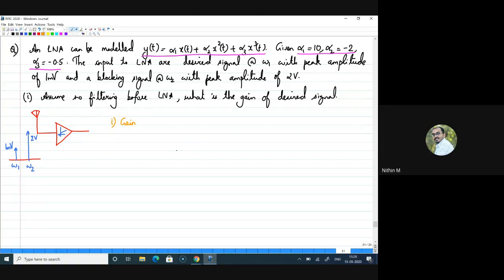So if others are calculating, just put your answers in the chat box. Or if you got this answer as 7 volts per volt, then also you can respond as yes.